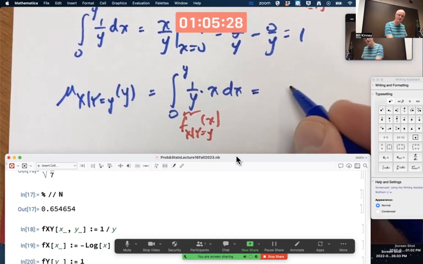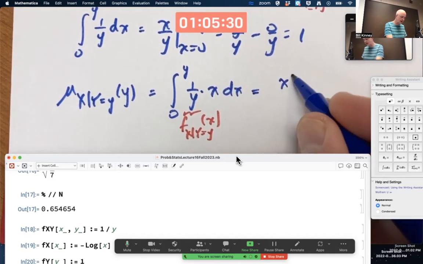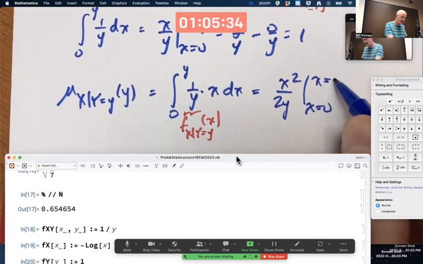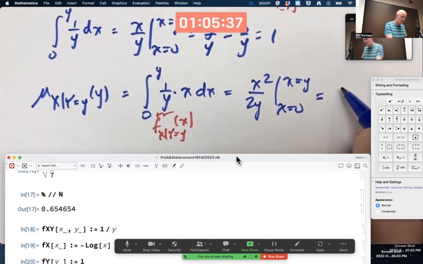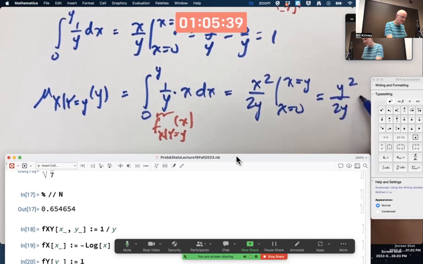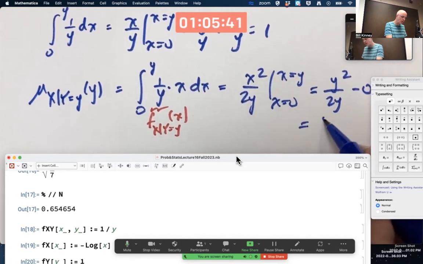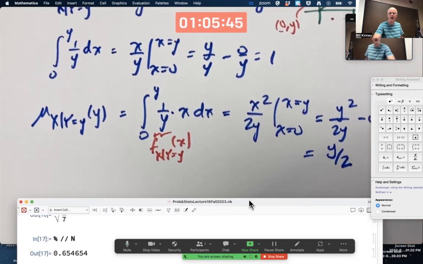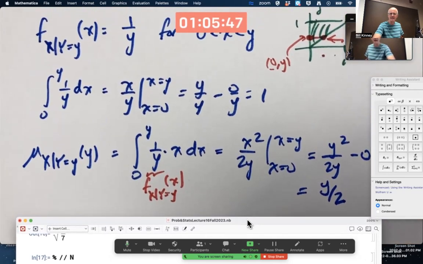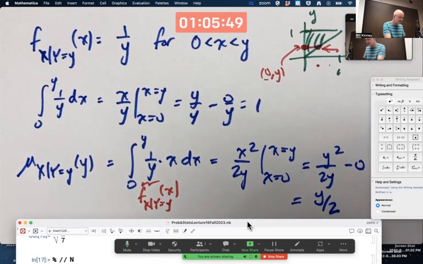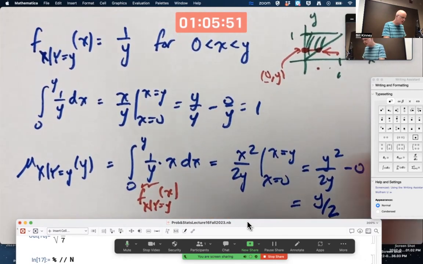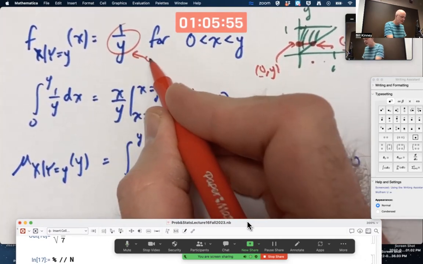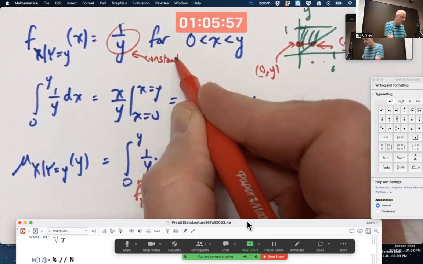What's this going to be? I'm integrating with respect to x. I'll get an x squared over 2y. X goes from 0 to y. That's going to be y squared over 2y minus 0. Simplifies to y over 2. Yeah, that makes sense. It's a uniform distribution. That's a constant, constant when y is fixed.